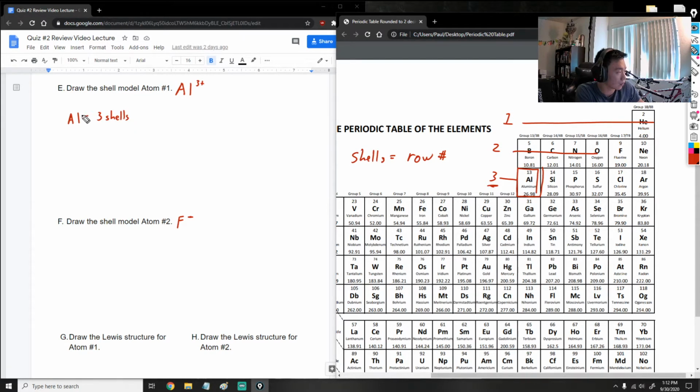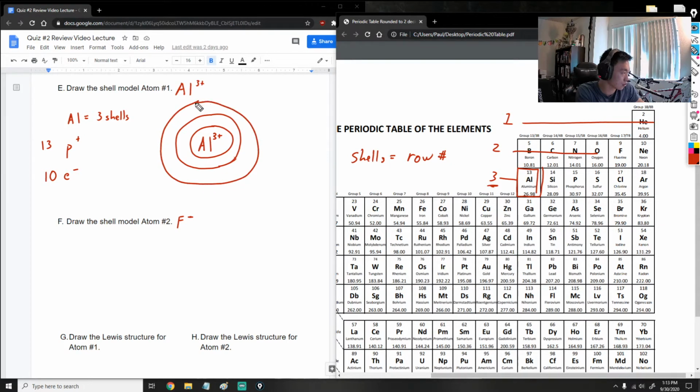Okay, and then we said earlier that the number of protons that Al3+ has is 13 protons. You guys can get this information from the top. And we said Al3+ has 10 electrons. So what I'm going to do is draw Al3+, don't forget the charge, and I'm going to draw 3 shells: 1, 2, 3, because it's on the 3rd row.